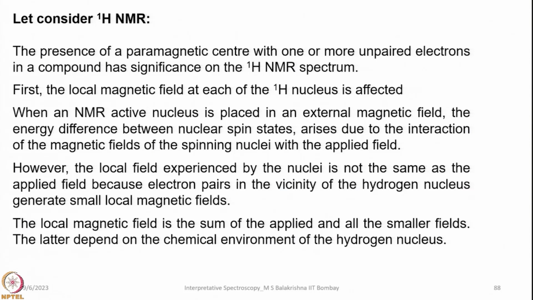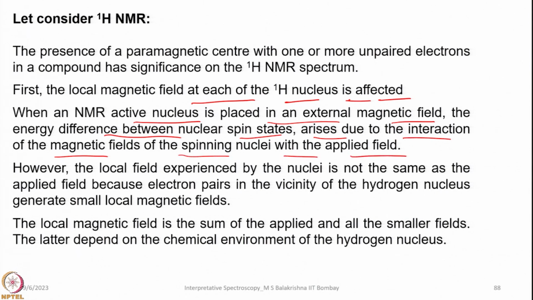So now let us try to analyze 1H NMR data for better understanding again. The presence of a paramagnetic center with one or more unpaired electrons in a compound has significance on 1H NMR spectrum chemical shifts. First, the local magnetic field at each of the 1H nuclei is affected. When an NMR active nucleus is placed in an external magnetic field, the energy difference between nuclear spin states arises due to the interaction of the magnetic fields of the spinning nuclei with the applied field.